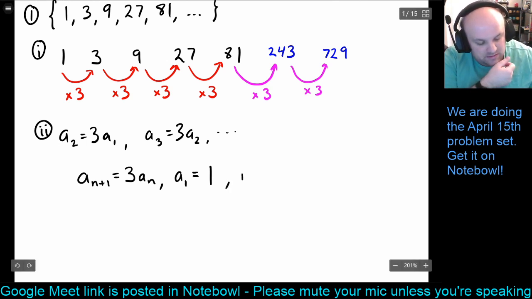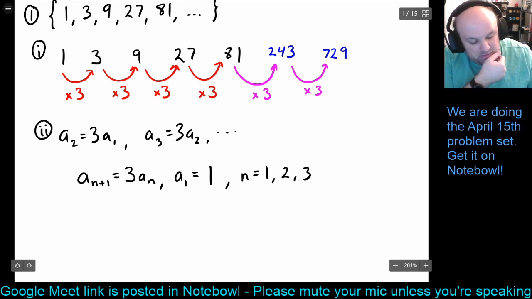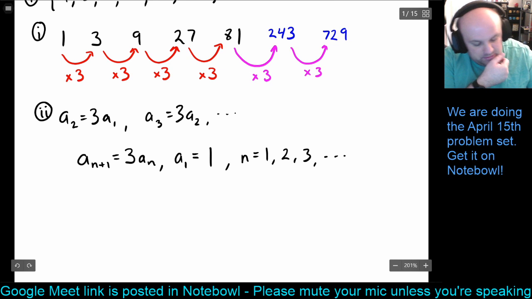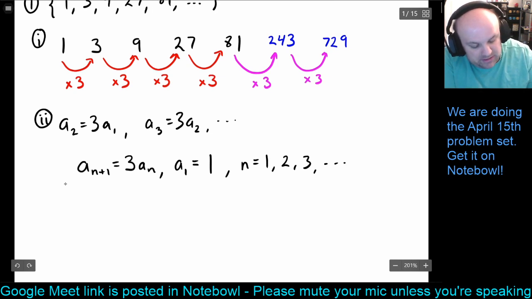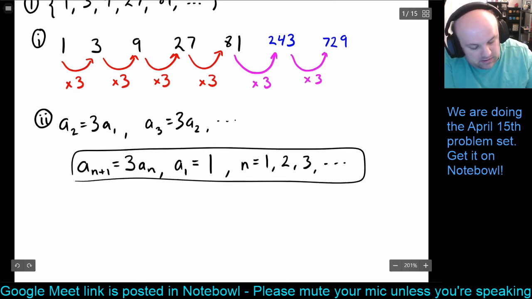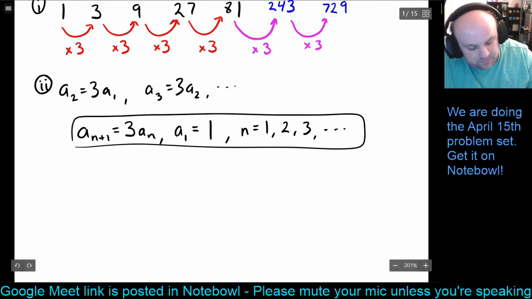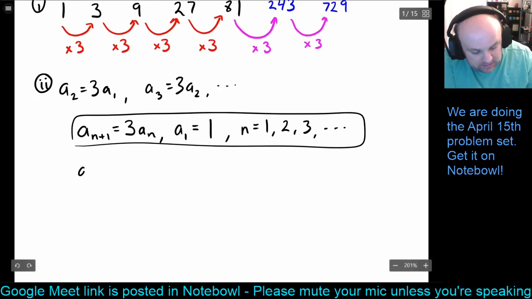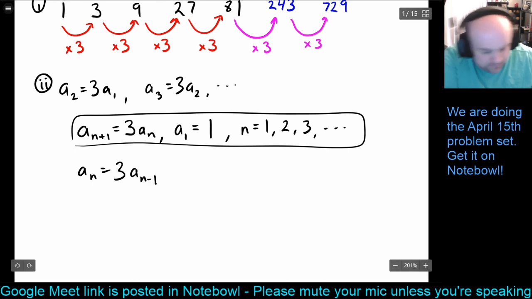So here, this stuff is valid for n equals 1, 2, 3, and so on. So this would be one way to do it. Actually, normally we would write these in the other order. Another thing, you're exactly right. You could say a_n is 3 a_{n-1}.